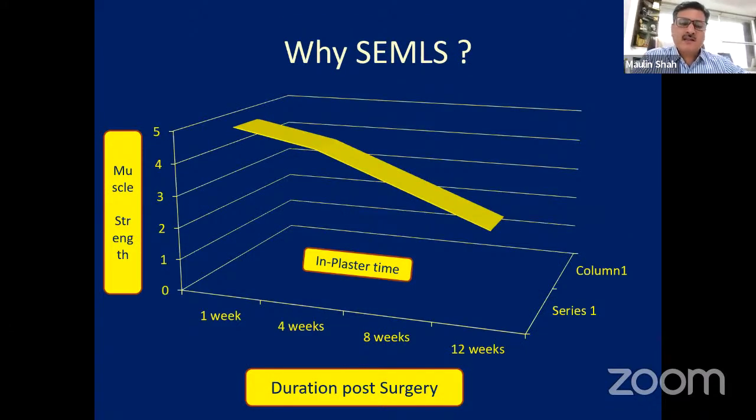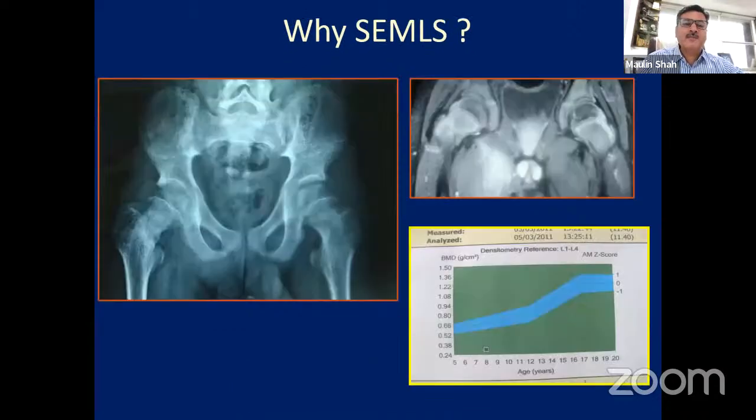Another reason is that there is evidence now that the amount of time the child spends in plaster during childhood is directly proportionate to the reduction in muscle strength. And the muscle strength reduction is quite substantial in cerebral palsy children, and we have to avoid it. So the concept of early mobilization has come up after doing osteotomies, where we try to fix with plates and make the patients upright as quickly as possible so that their muscle strength is not hampered.